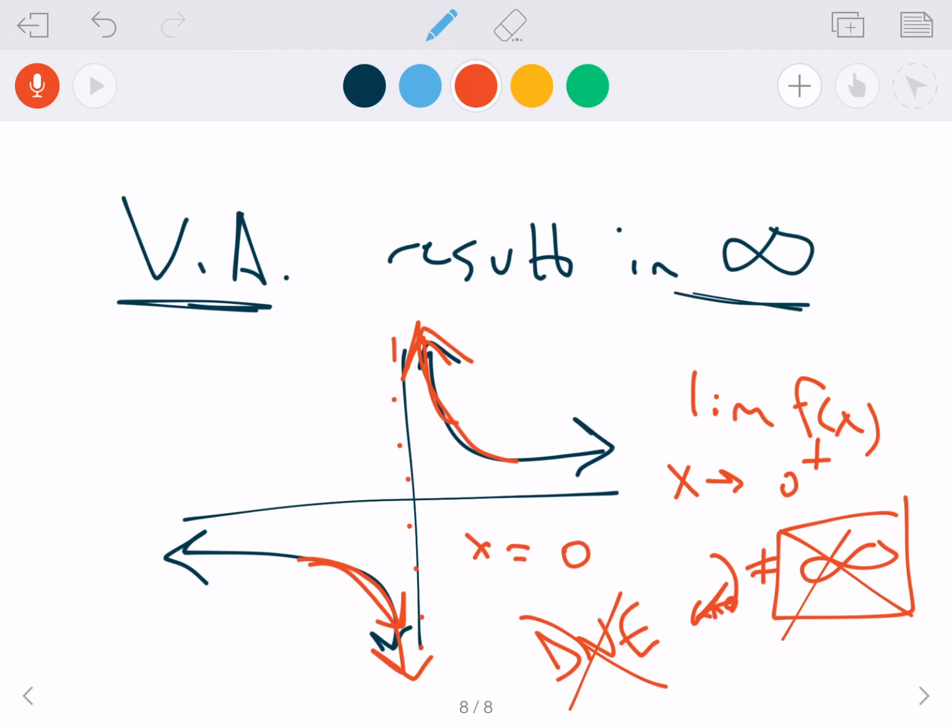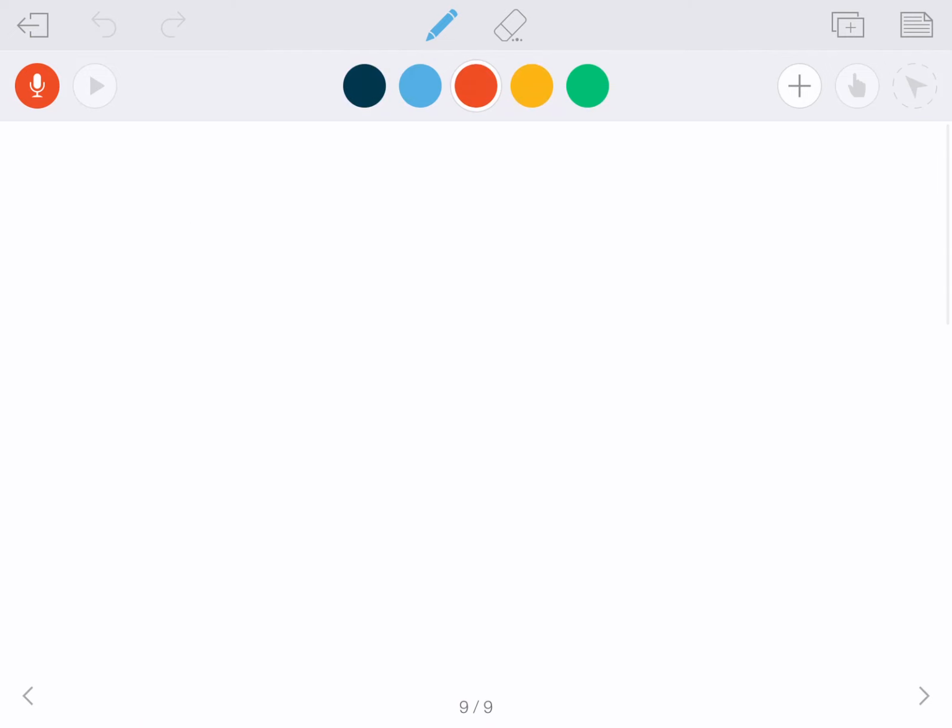While we're here, let's talk about this idea of continuity. Continuity is a big part of this chapter because up to this point in your life, continuity meant you can draw it without picking up your pencil. But we have a very, very precise definition of continuity using limits. That definition has 3 parts.